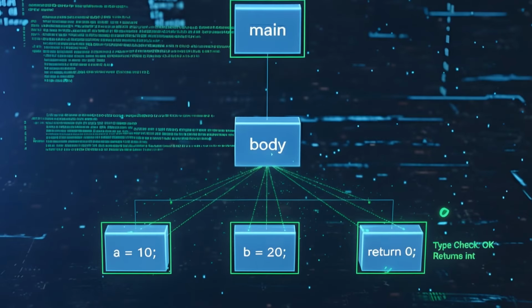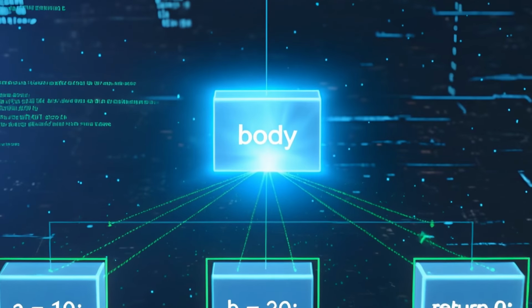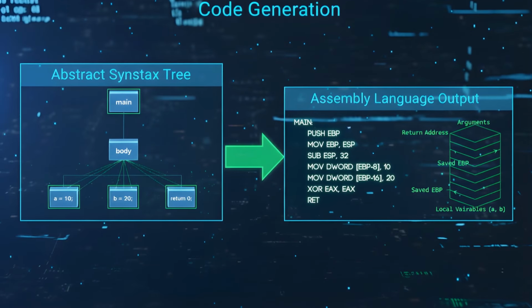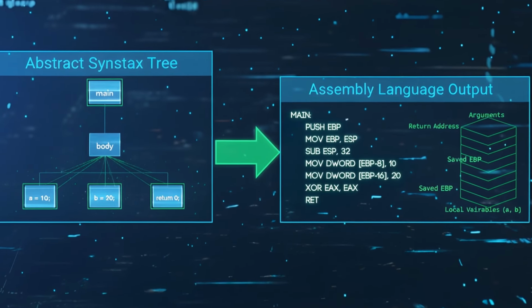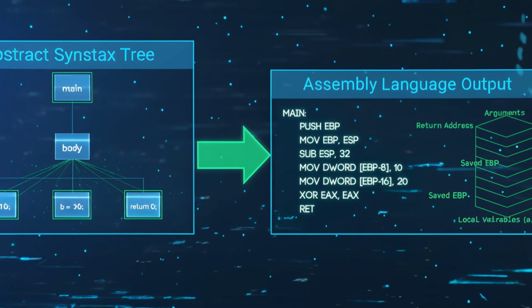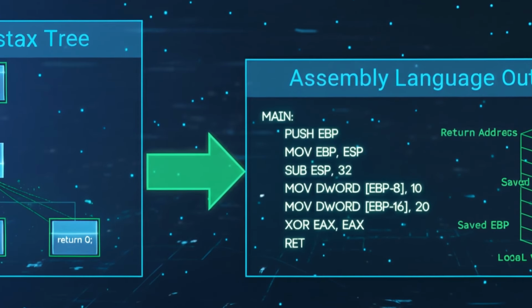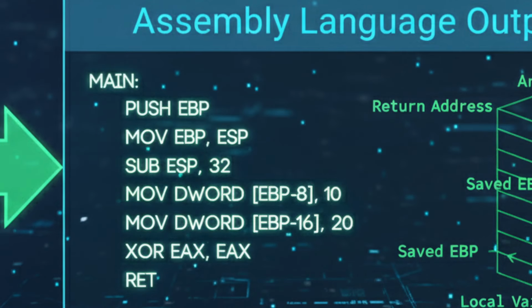The final step is code generation. The validated abstract syntax tree is passed to the code generator, which produces assembly language, a human-readable form of machine code. The assembler then converts this assembly into actual machine instructions. And finally, the linker combines all compiled pieces into a complete executable program.